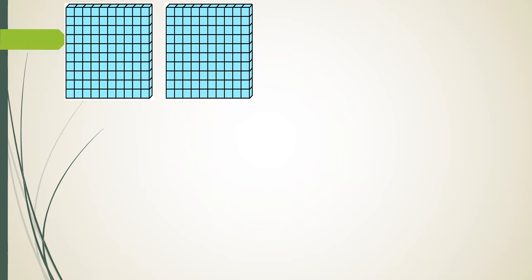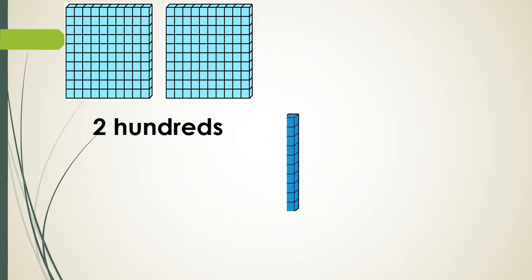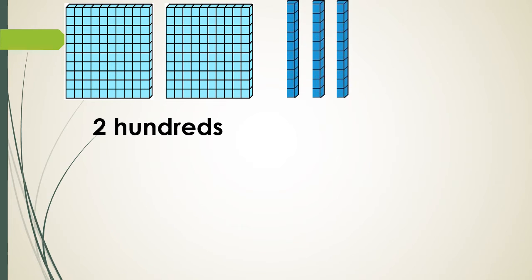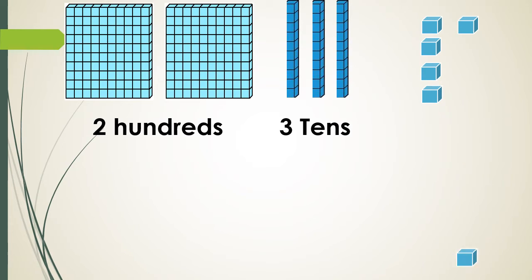Every block of these has 10 tens. So these blocks, I call them 2 hundreds. I have 1 ten, 2 tens, 3 tens. I write it as 3 tens. Look, 1, 2, 3, 4, 5, 6, 7. 7 ones.